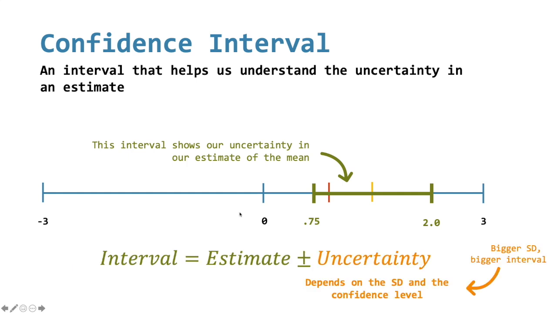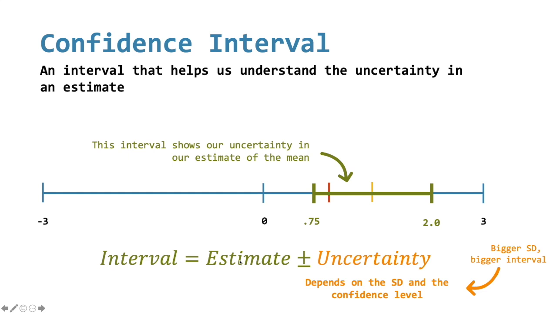The way we actually calculate this is we have our estimate, which in this case is our mean, and then it's plus and minus how much uncertainty there is. And the uncertainty depends on the standard deviation, or a measure of the standard deviation, and the confidence level. So in other words, if you have a bigger SD, you're going to have a bigger interval. If the SD is wider, that means we're going to be less certain about where things are at.